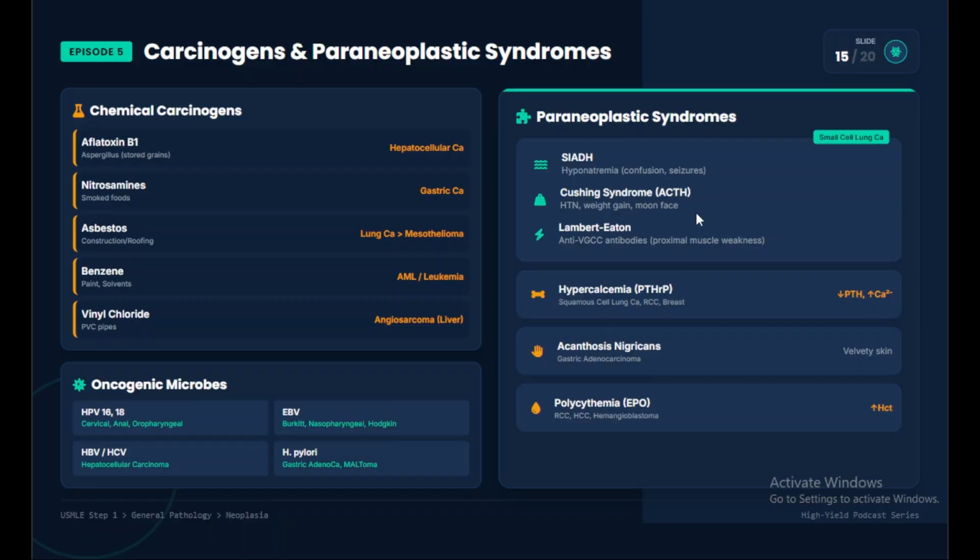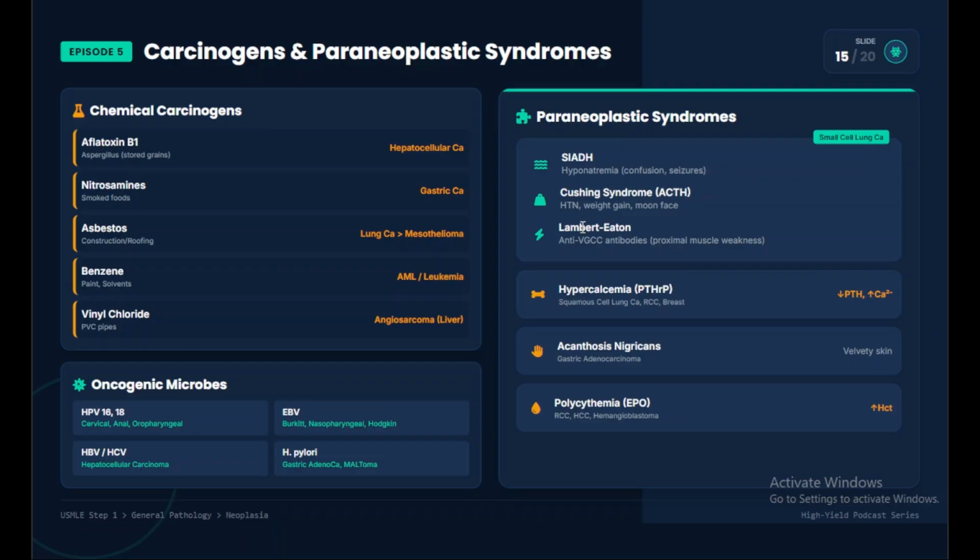Now, Lambert-Eaton myasthenic syndrome, in which there are VGCC antibodies, and there is proximal muscle weakness. Anti-VGCC antibody simply means anti-voltage-gated calcium channel antibodies, and when these antibodies attack the channels, the neuron cannot promote the action potential properly to the next neuron, and that leads to proximal muscle weakness, Lambert-Eaton syndrome.